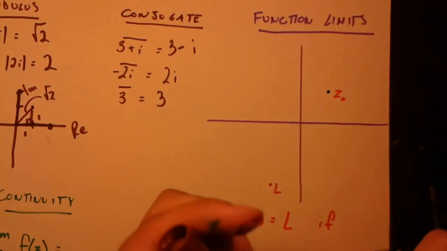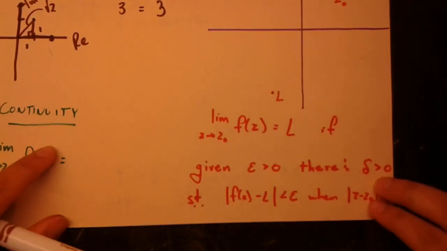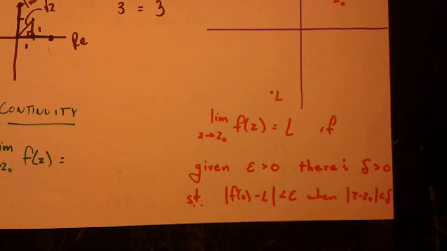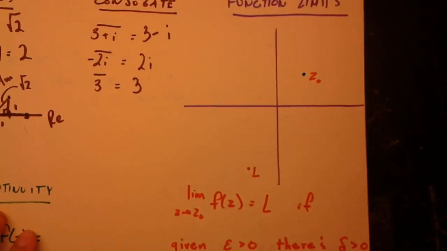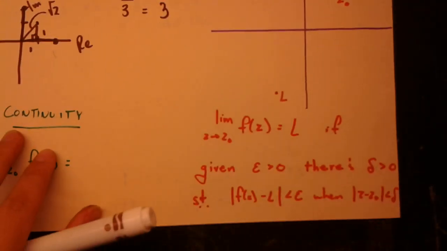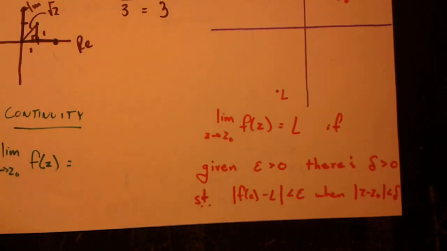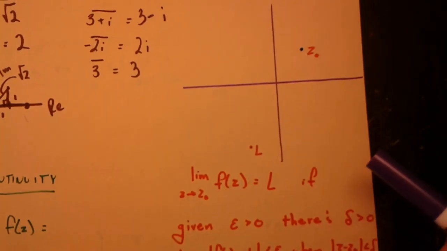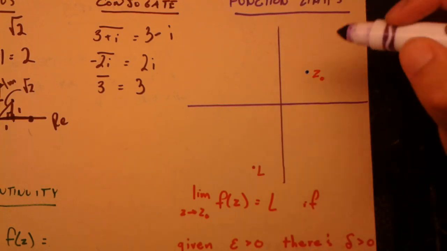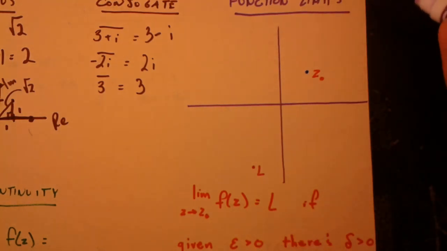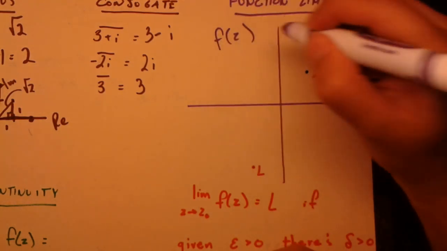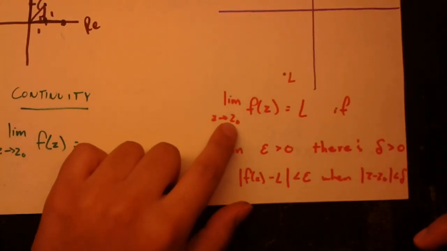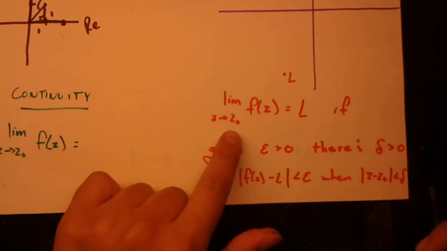Now let's talk about function limits. You might remember the epsilon delta definition from single variable calculus, and this is kind of similar, except we have to deal in 2 dimensions now, because remember, we're dealing with sets as domains instead of just segments of the x-axis. So let's try to dissect this. Now we want to find the limit of some function, we'll call it f of z, as z approaches z naught.